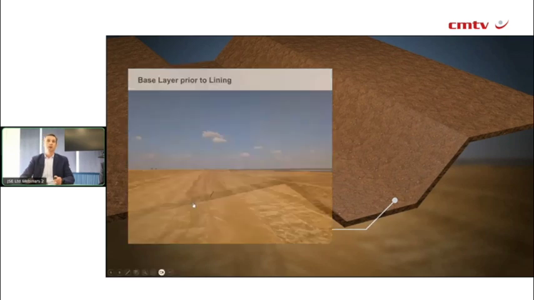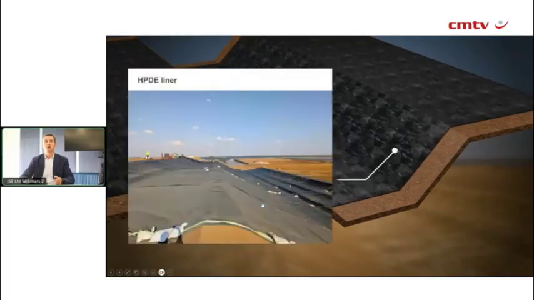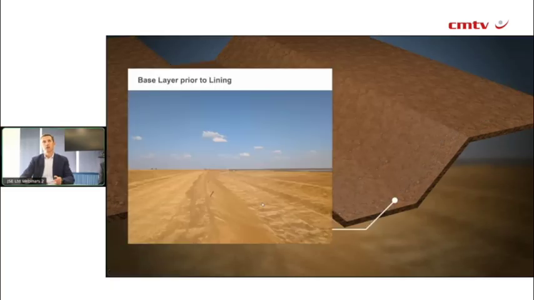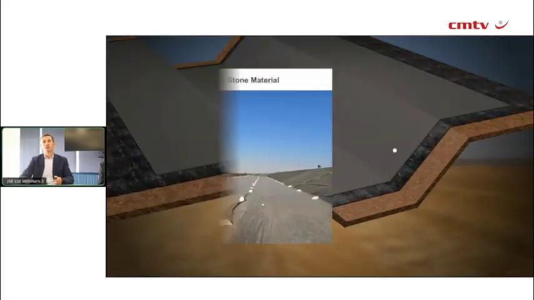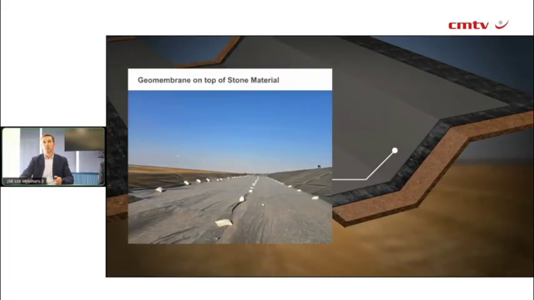Once you've prepared that surface area, it's then ready to put your liner down, and the entire area is then covered by an HDPE liner. The purpose of this is obviously to protect your groundwater, and any water that comes off the facility is then captured by this liner. But the liner is HDPE, so you need to protect it, and we do that by placing a geomembrane on top of the liner, as you can see there.